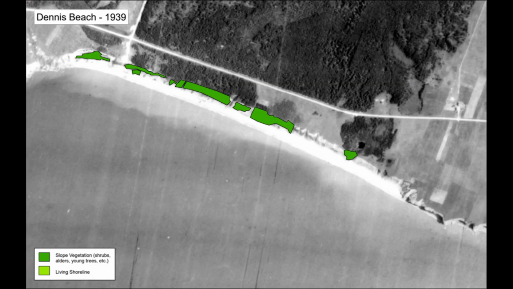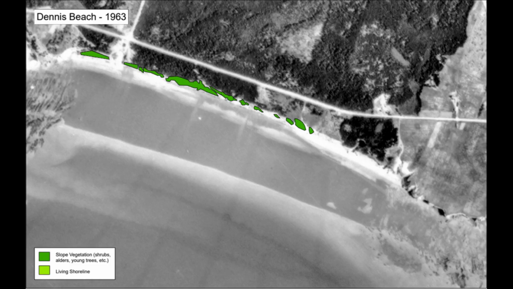So for this study, we had aerial photos of Dennis Beach going all the way back to 1939. Looking at those 1939 photos, what we see is very patchy vegetation along the entire length of the slope. Moving forward to 1963 and right through to 1984, what we see is that the vegetation was actually increasing and kind of dispersing across the entire length of the slope area.